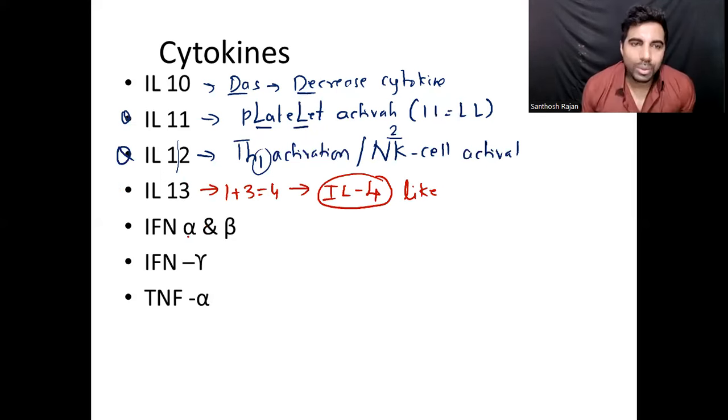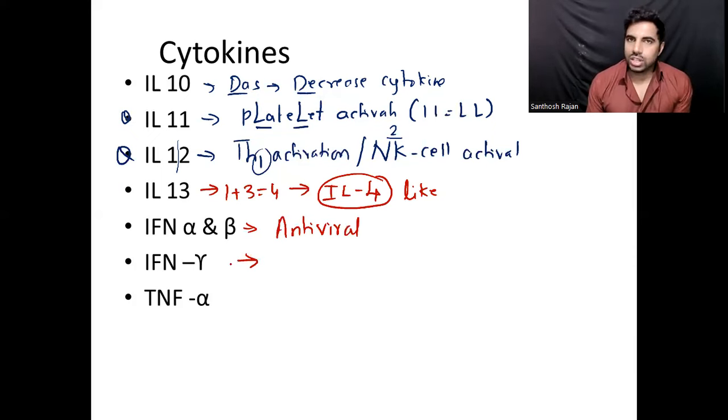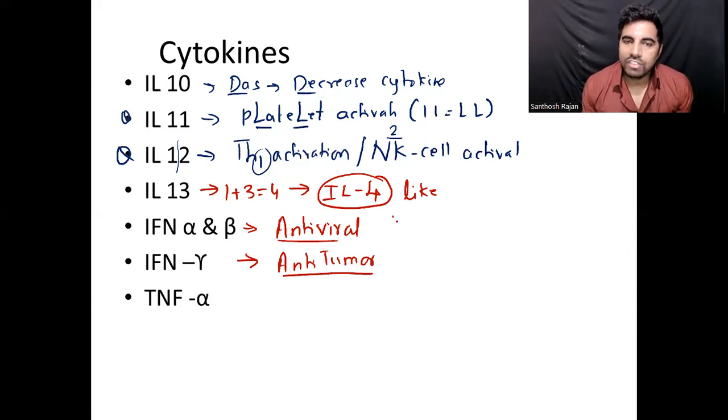You will not forget. Now, interferon alpha and beta have more antiviral property. Antiviral. Whereas gamma is more anti-tumor. You should know this, it should definitely come to your memory. The only thing is that alpha is coming from the macrophage. This question is asked. Beta is coming from fibroblast. F-I-B.